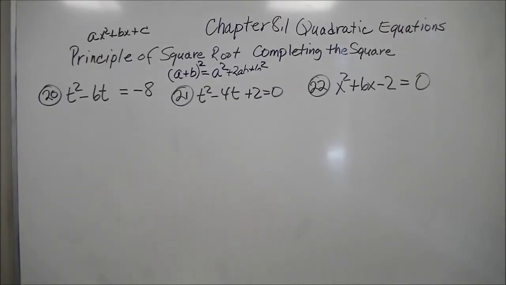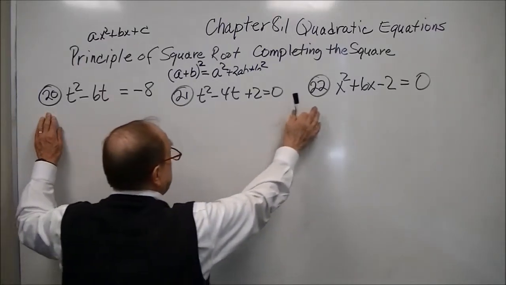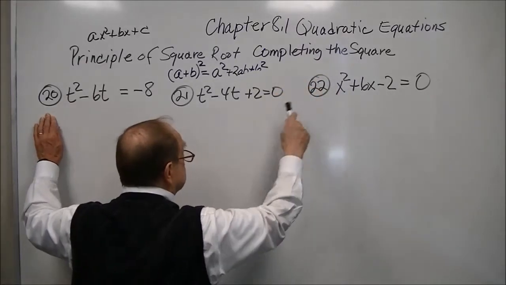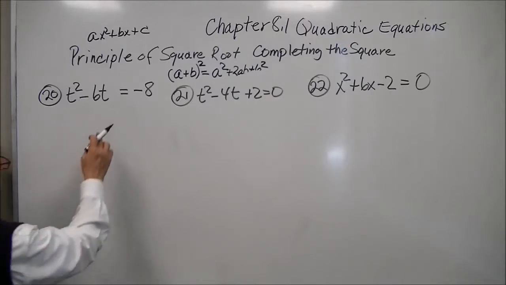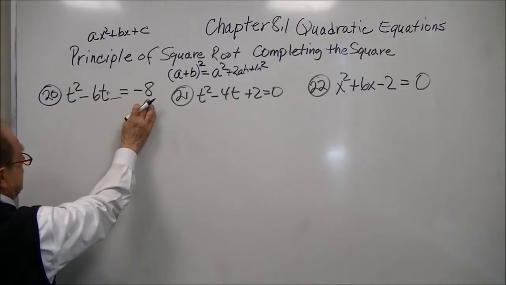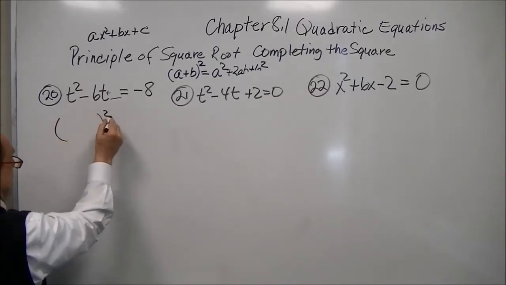Okay, in these, no fractions. So I was kind of surprised they gave us that earlier one, but let's look at number 20. And we are charged with showing the work of completing the square to solve these. So this one, there is nothing in the C position. So now I'm going to put my parenthesis in squared.